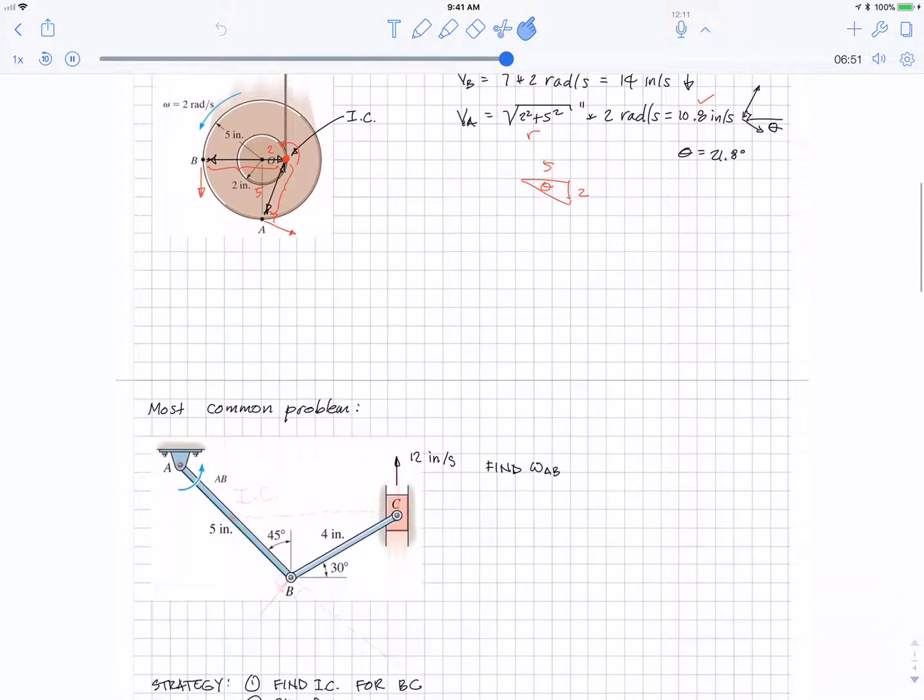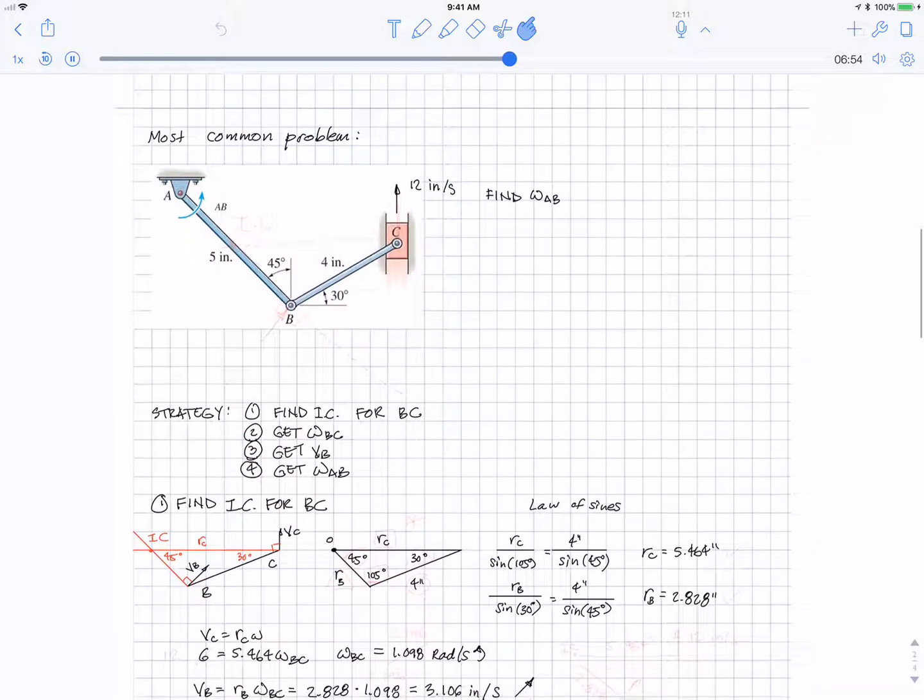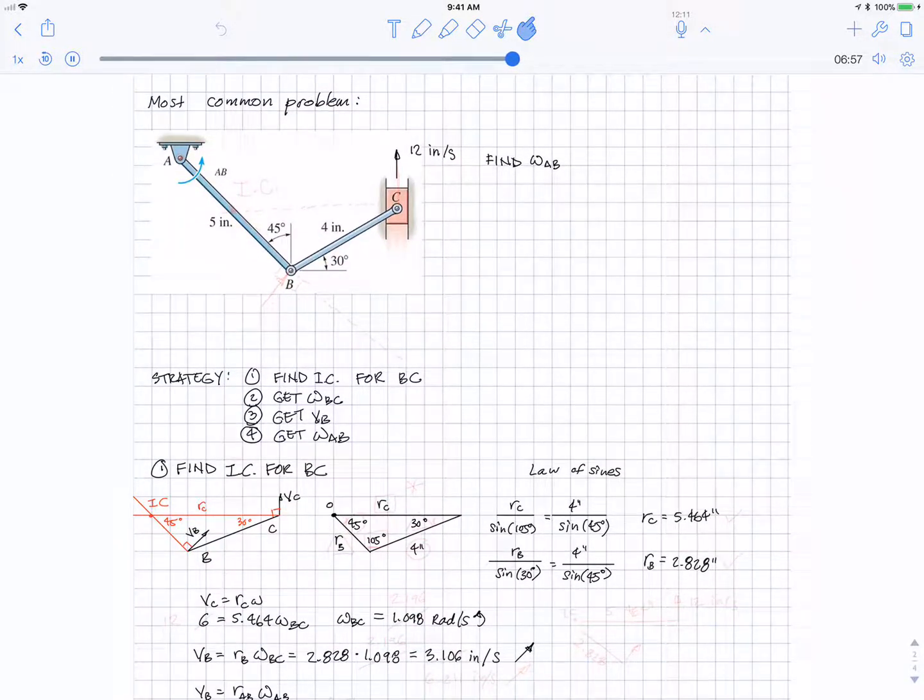Now, this is probably the most common type of problem you'll have. Find omega of AB. So we know that this is the instantaneous center for AB. And so to get omega of AB, we need to know the velocity of B, which we don't know. If we could get the velocity of B, we would divide it by 5 inches, the distance from A to B, and that would give us omega. What we do know is the velocity of C. So somehow, knowing the velocity of C, we're going to have to get the velocity of B. And so that implies maybe doing an instantaneous center problem.